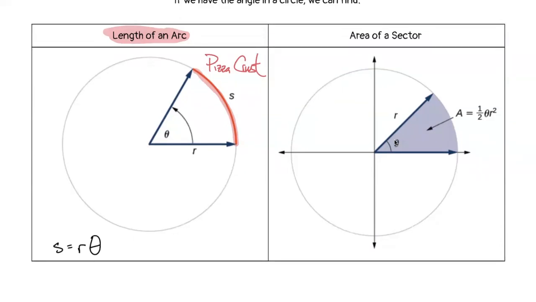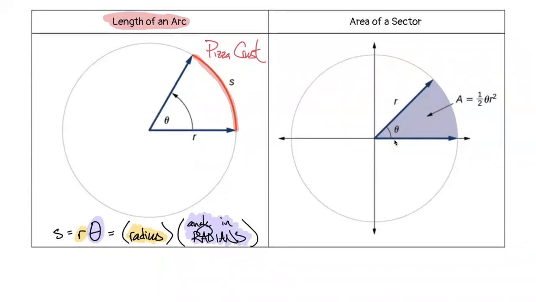But here's the catch, and you need to be really careful about this. R stands for the radius. That's all fine and good, right? R stands for radius. Theta is an angle, but it's an angle in radians. Theta, radians, right? So if you want to use this formula, your angle better be in radians. Okay, so you have to know how to convert, like we talked about earlier, so that if you have an angle in degrees, you can convert it so that you can use this formula.